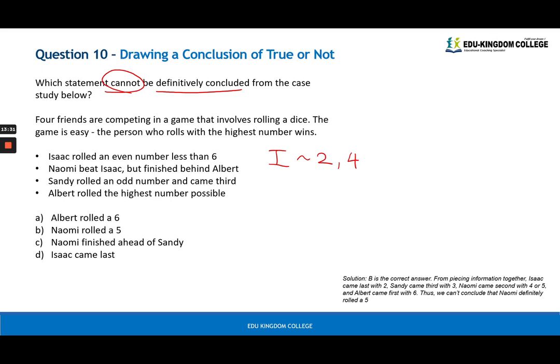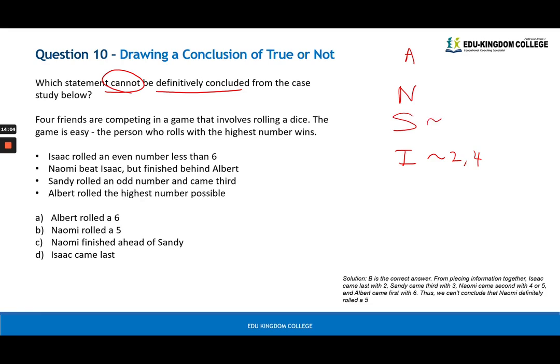Okay, so Naomi beat Isaac. Let's actually put Isaac here. So Naomi beat Isaac but finished behind Albert. Okay, we don't know what they rolled, but we know it's like that. In this case, Isaac could still be a 4 if Naomi's a 5 and Albert's a 6, right? So we'll just leave it like that. Sandy rolled an odd number and came 3rd. So Sandy, I'm going to put her 3rd, and she rolled an odd number.